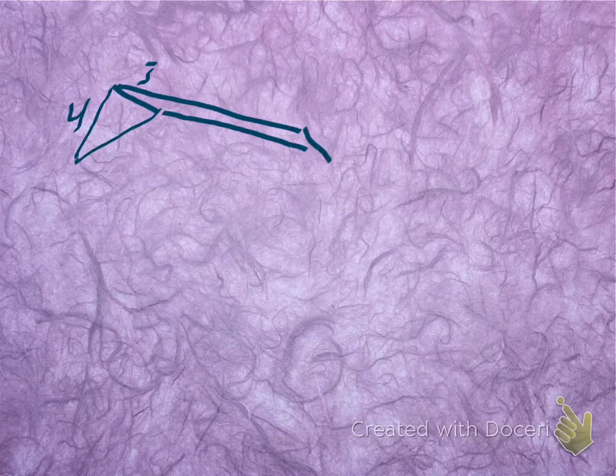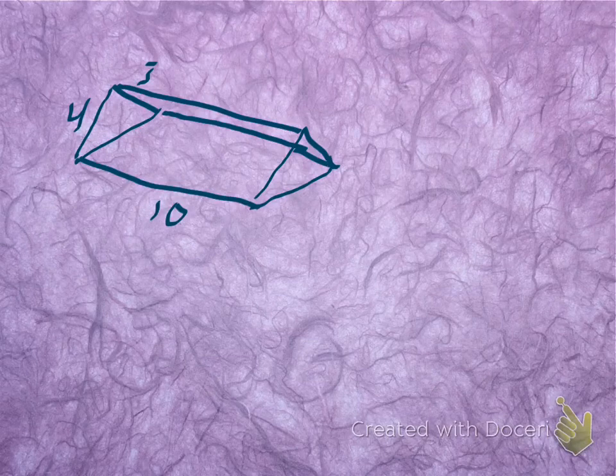It's the height. Okay, so let's take a prism as an example. And this is a triangular prism. Don't forget, prisms and pyramids are always named for their bases.